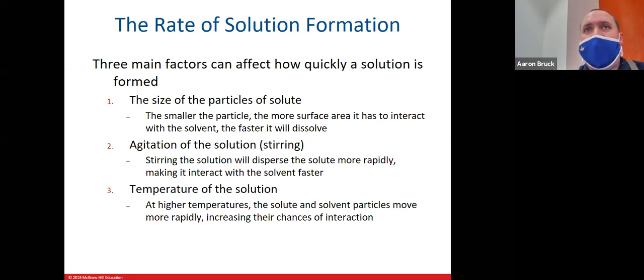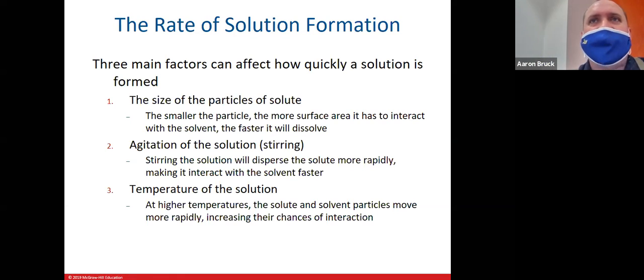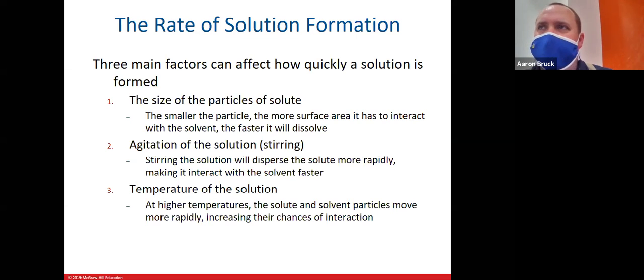Now, if we wanted to hasten the process and make it go faster, there are some things that we could do. The first is we could impact the size of the particles of solute. This has everything to do with surface area. The more surface area that we introduce, the more quickly it will dissolve. So the finer the powder is, the more surface area it's going to have, the easier it's going to be to dissolve. This is why rock salt takes forever to dissolve, whereas fine salt dissolves almost instantaneously. Now, in some cases, that's a good thing. But if you're trying to make a solution quickly, it's not always the best case scenario.